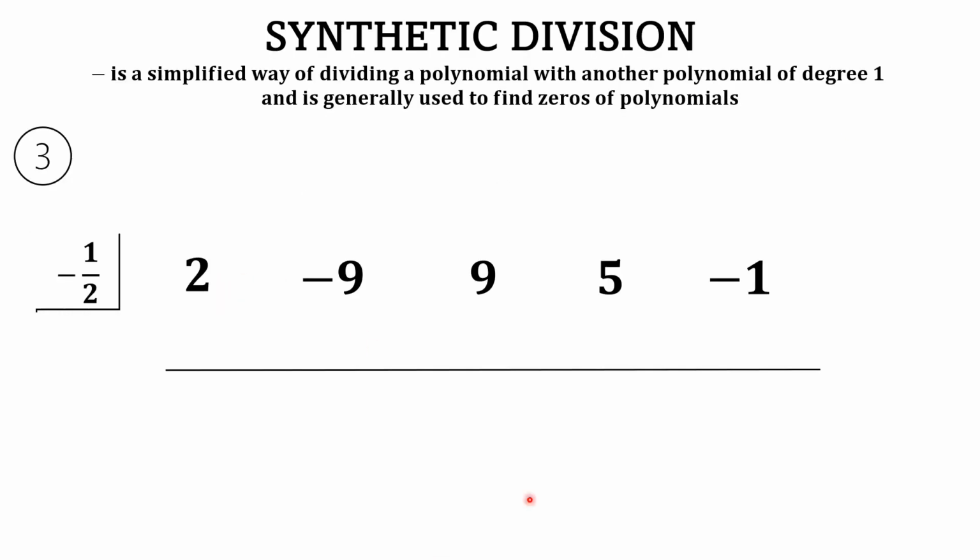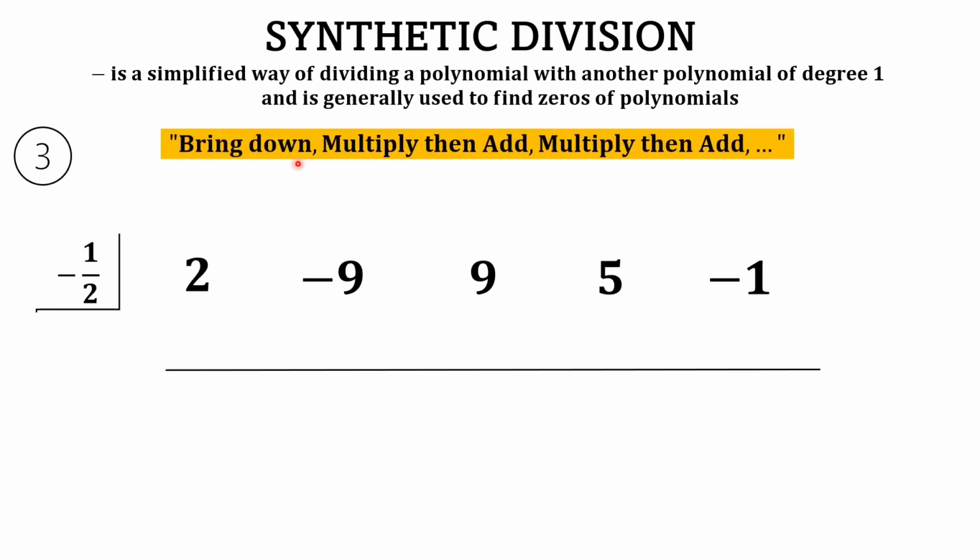Okay, next example. Again, remember this: bring down, multiply, then add, and so on. So that's how you perform synthetic division. Okay, so negative 1/2 is the divisor. These are the coefficients of the dividend.